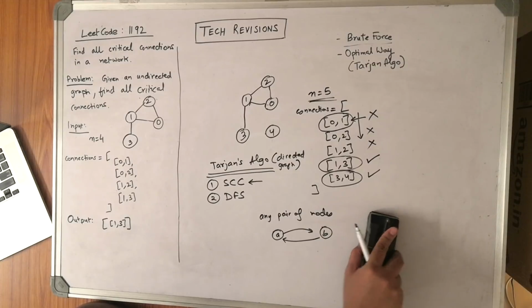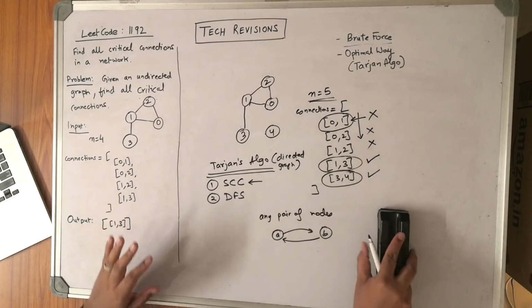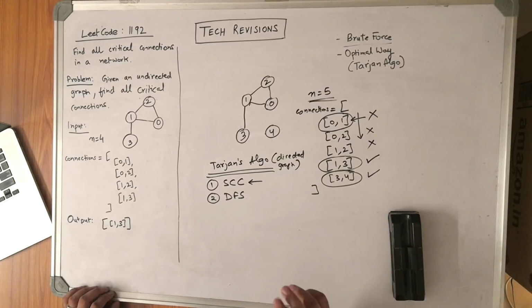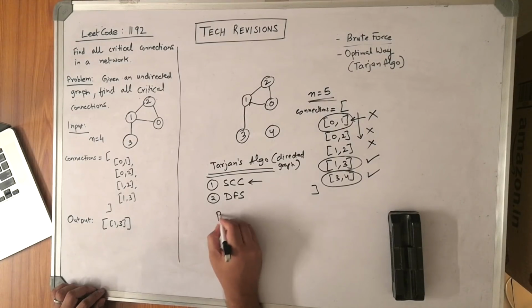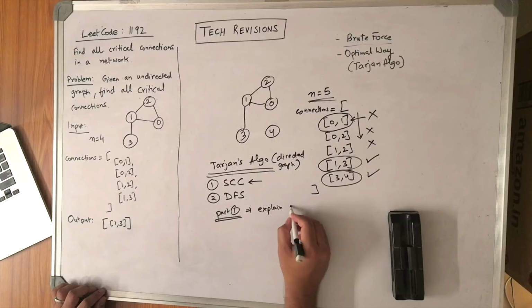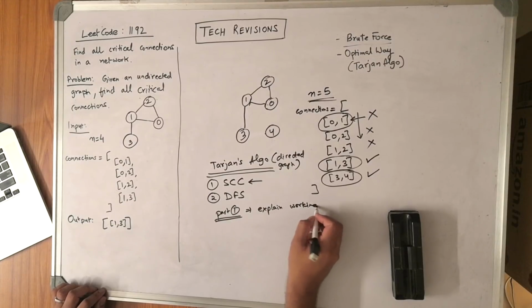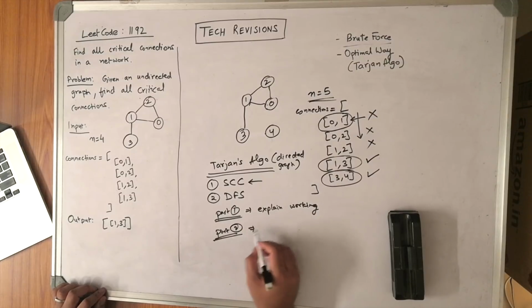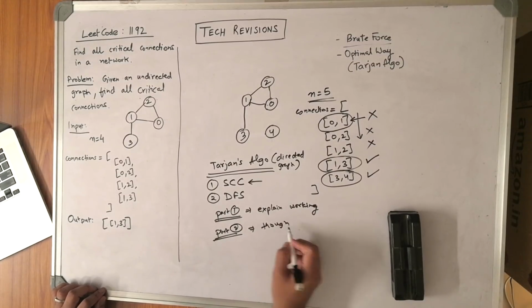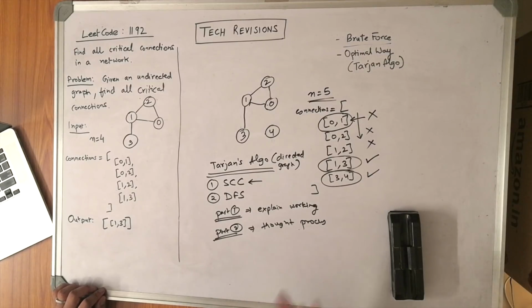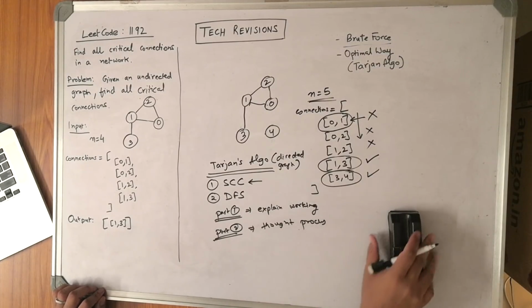Now, having said that, let me tell you how I'm going to approach this. Because Tarjan's algorithm is complex to explain, I will do it in two parts. Part one, I will explain the working of Tarjan's algorithm, and part two, I'm going to explain the thought process. So let's first look at the working of Tarjan's algorithm.